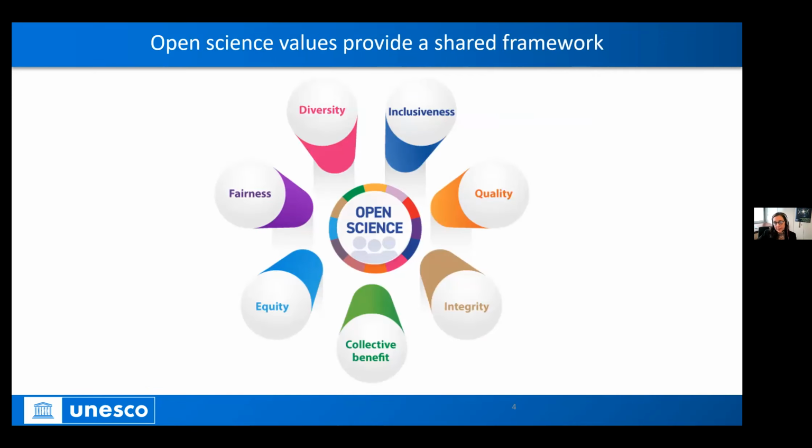The important part, as I said, was this values framework. And it is important because basically what one should do every time there is an open science practice or action is to look into diversity, inclusiveness, quality, integrity, collective benefit, equity, and fairness. Because these are really the values that open science practices should embrace and promote through the different actions. And that really gives us a framework of where we want to go with open science.